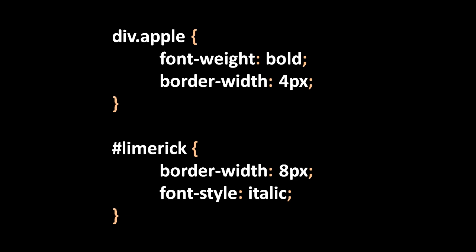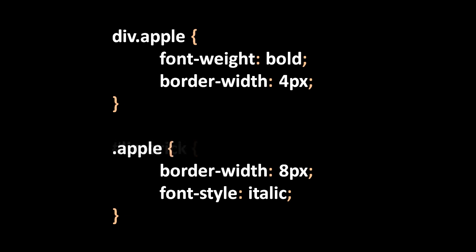So going by our rule, the first criterion is which of these two rules has more IDs? And the answer is that only the second one, the number sign limerick, is the only one that has an ID specified in the selector. So that's the one here that's going to take precedence.